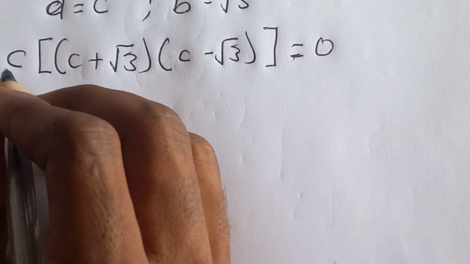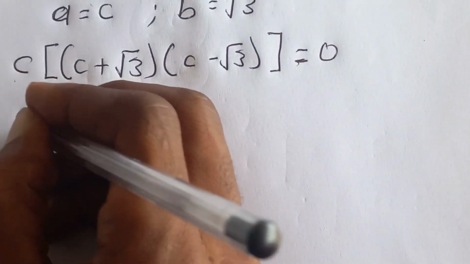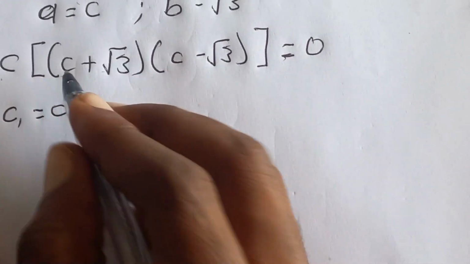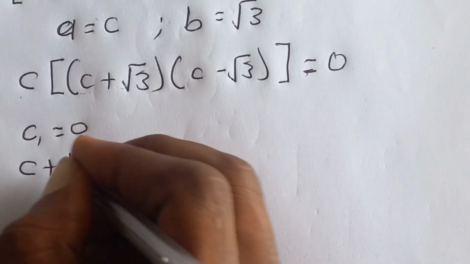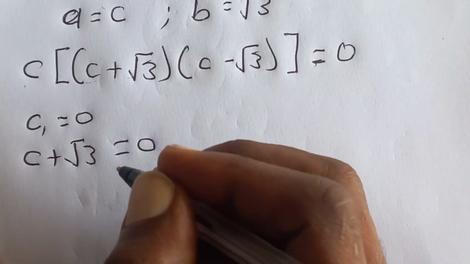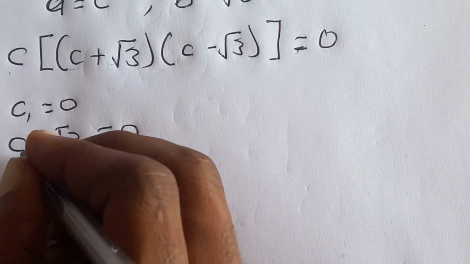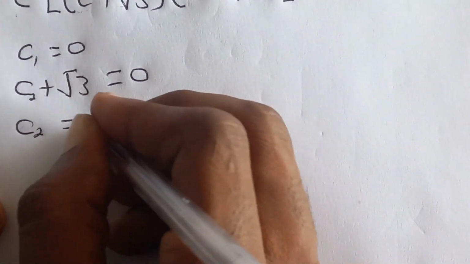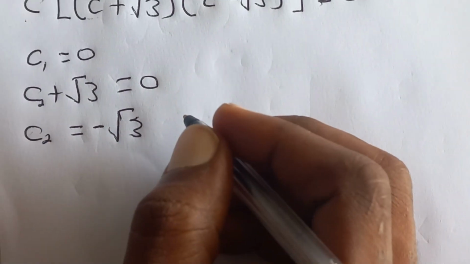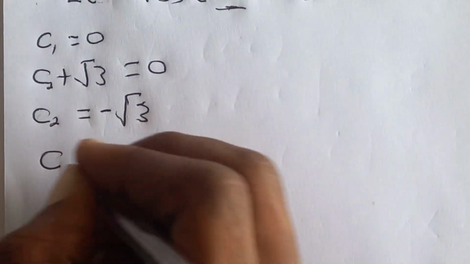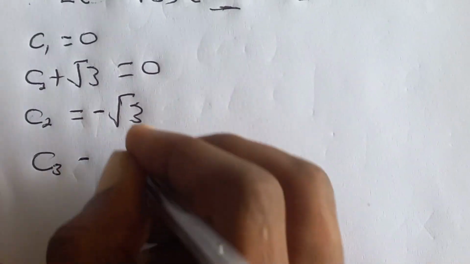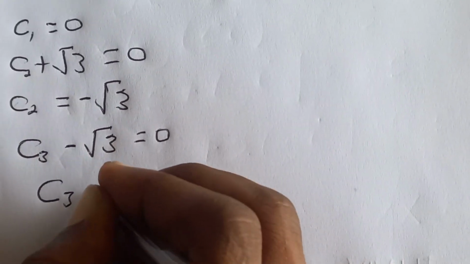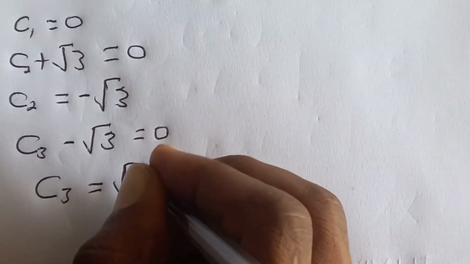So now we can say that c is equal to 0, that is c1 = 0. Then you can also get c + √3 = 0. Let's name this c as c2, so c2 = -√3. Then we have c, let's name this c as c3, minus √3 = 0. So our c3 is equal to positive √3.